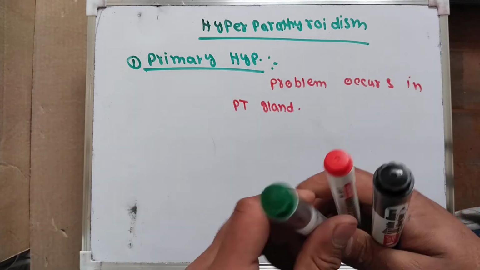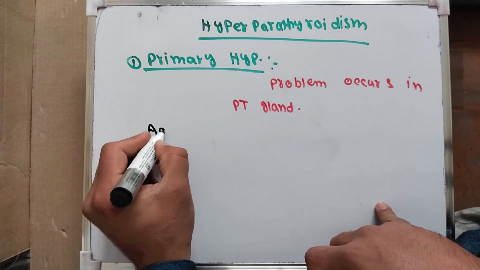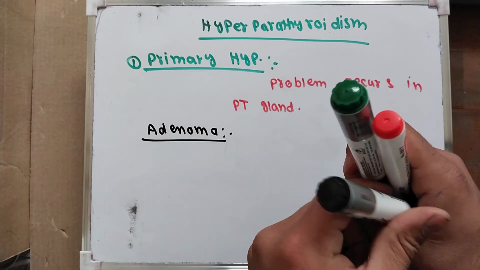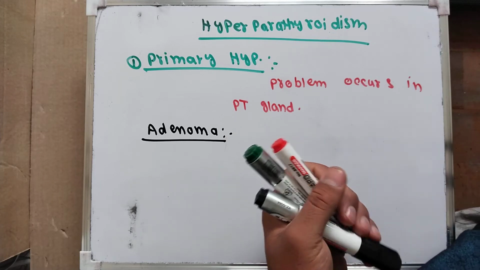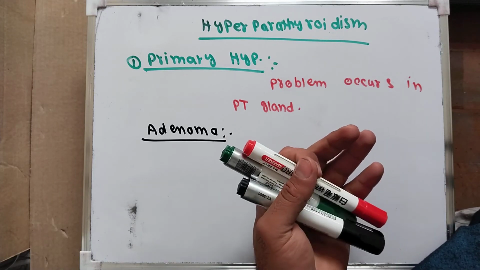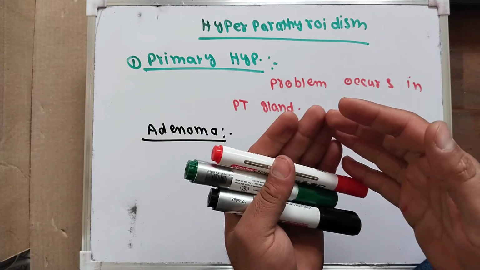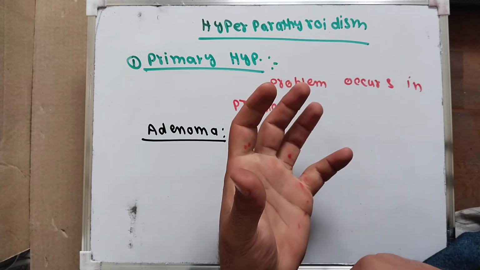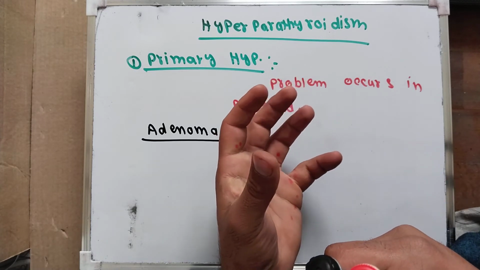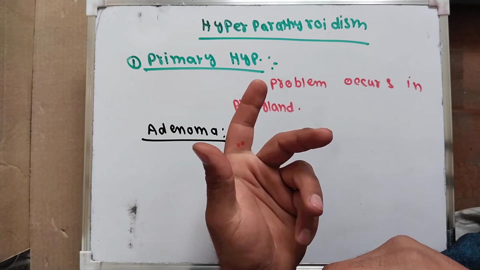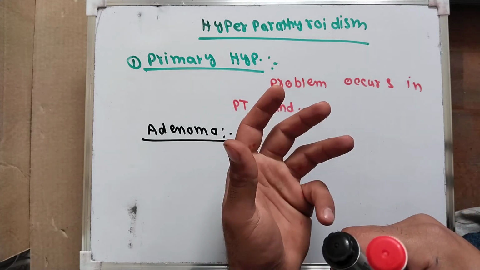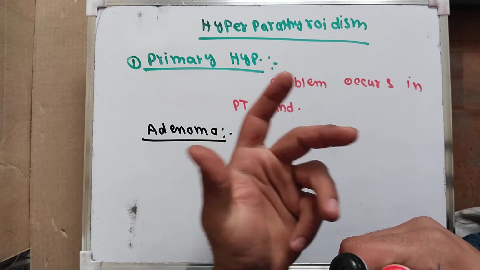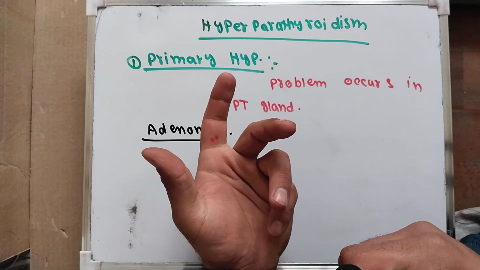Now this may be an adenoma. What is an adenoma? An adenoma occurs in one cell of the gland or in a small part of the gland. This cell of the parathyroid gland proliferates, and when they proliferate, a large number of cells are present and they form a large amount of parathyroid hormone. When cells are more, it is clear that parathyroid hormone will also be more.